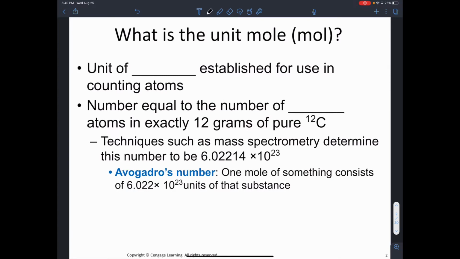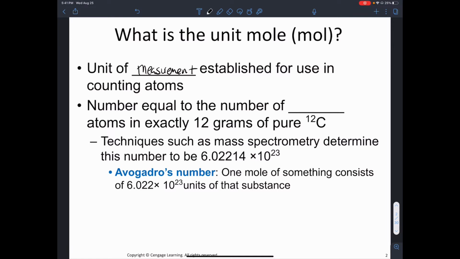The first thing we want to talk about is the unit in chemistry called the mole. This is the most central, most important unit that we use in chemistry. We use it all year. It's a unit of measurement established for use in counting atoms. So instead of counting atoms one at a time because they are so microscopic, we count them in groupings. The same way we do eggs or donuts, counting those by the dozen, we count atoms in chemistry using the unit the mole. So what is the mole?